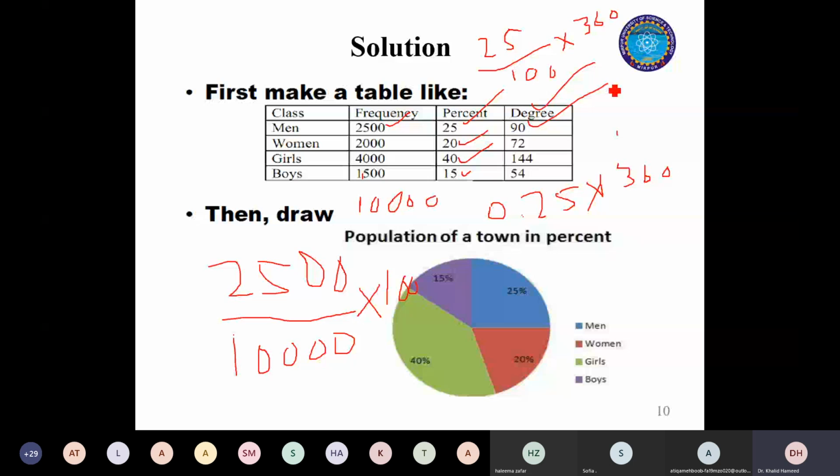And then when it comes to the women, you need to repeat the same process. 0.20 multiplied by 360, or 20 divided by 100 multiplied by 360, will give you the same result, that is 72 degrees, and then that is followed by 144 degrees and then 54.